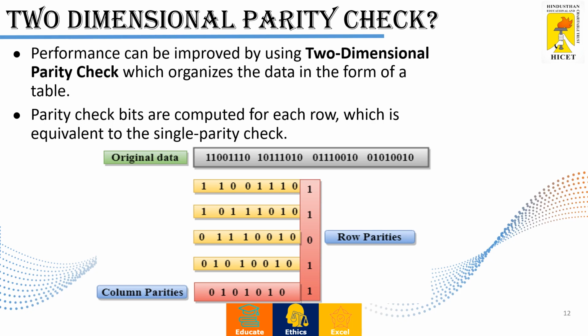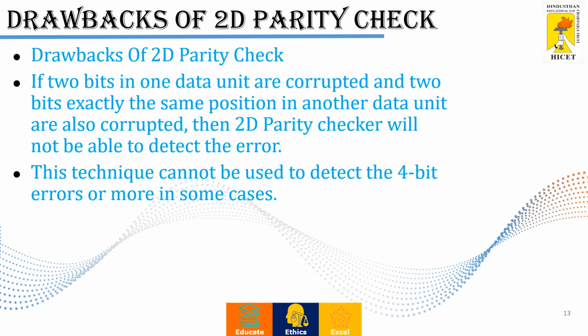The two-dimensional parity check has some drawbacks also. If two bits in one data unit are corrupted and two bits exactly in the same position in another data unit are also corrupted, then the 2D parity checker will not be able to detect that kind of error. So this technique can be used to detect the 4-bit errors.